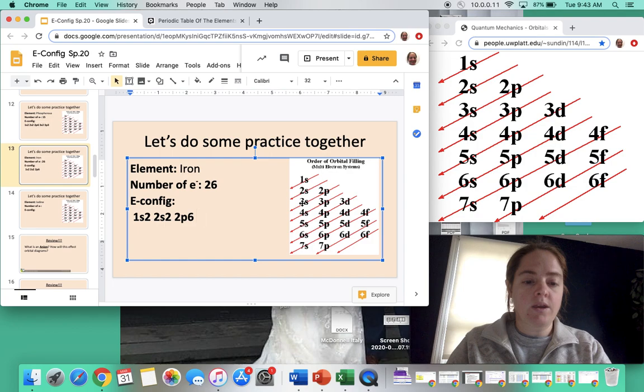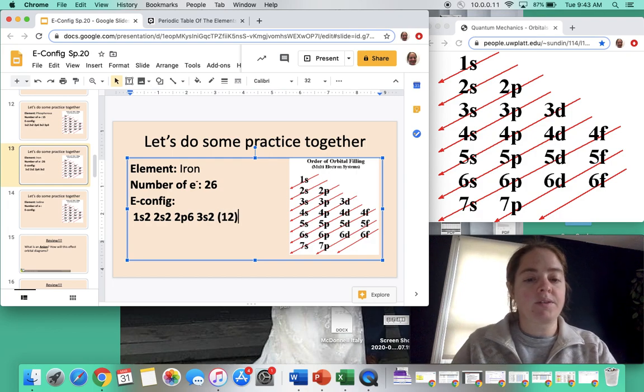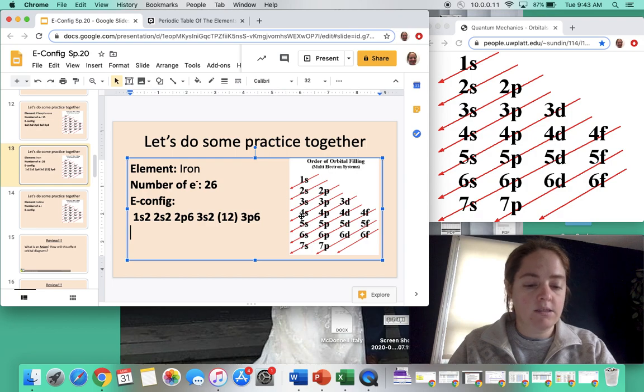After 2p, you go to 3s. S can hold 2. 2 plus 2 is 4, plus 6 is 10, plus 2 is 12. I'm going to put 12 in parentheses so I don't have to keep counting. After 3s comes 3p. P can go up to 6. Okay, we need to keep going. After 3p comes 4s. S can hold up to 2.